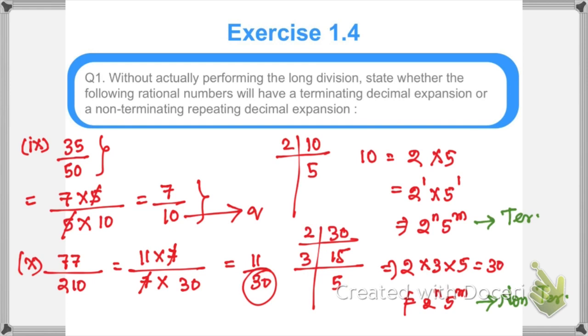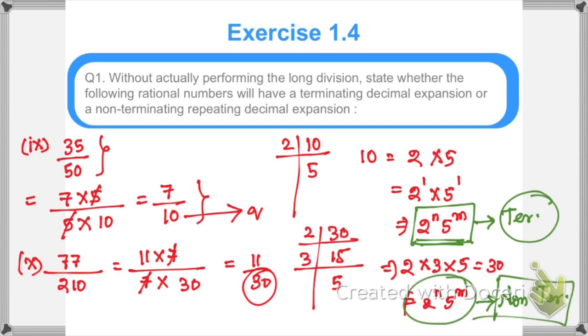So we concluded that whichever rational number is of the form 2 to the power n, 5 to the power m, meaning the rational number whose denominator is of the form 2 to the power n, 5 to the power m, has a terminating decimal representation, and those rational numbers whose denominator is not of the form 2 to the power n, 5 to the power m, have a non-terminating decimal expansion.